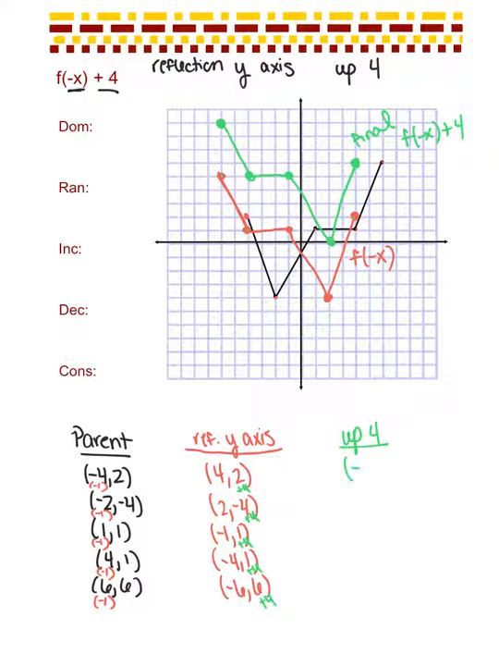So I've got negative 4, 6. Nope, that's a positive 4, 6. 2, 0. Negative 1, 5. Negative 4, 5. And negative 6, 10. So you can see all of those points in the green up there for the final graph.